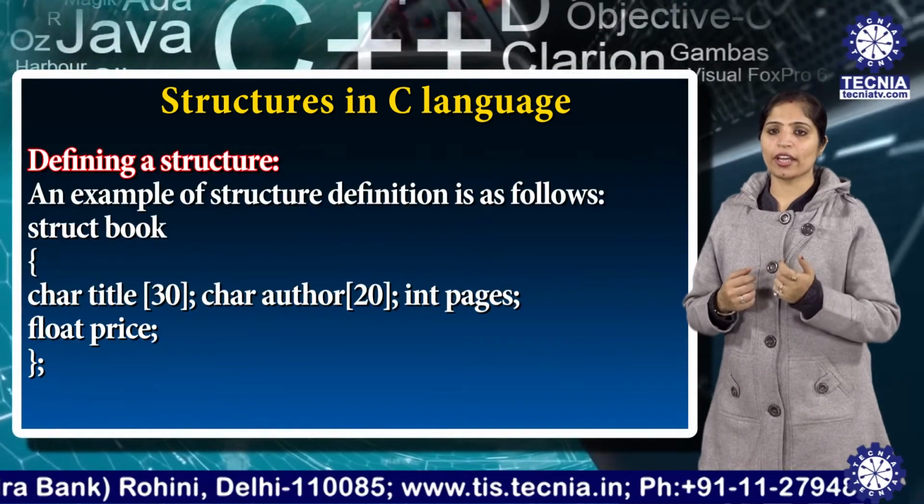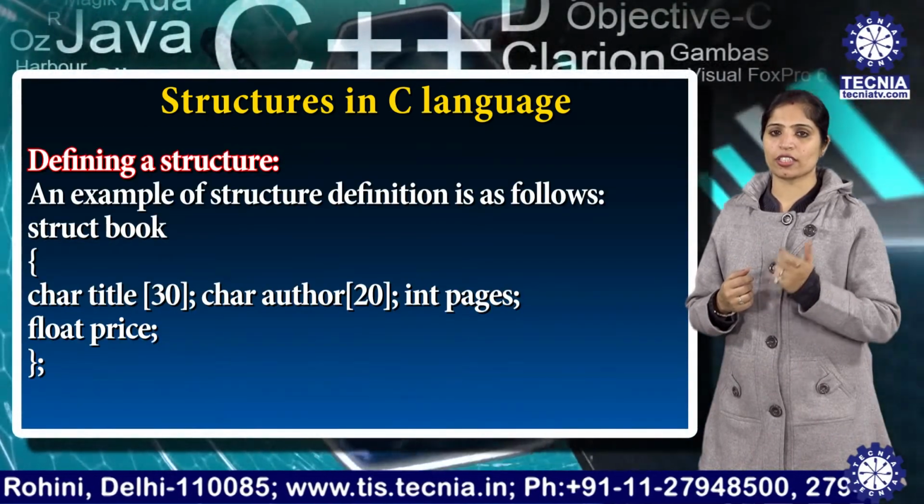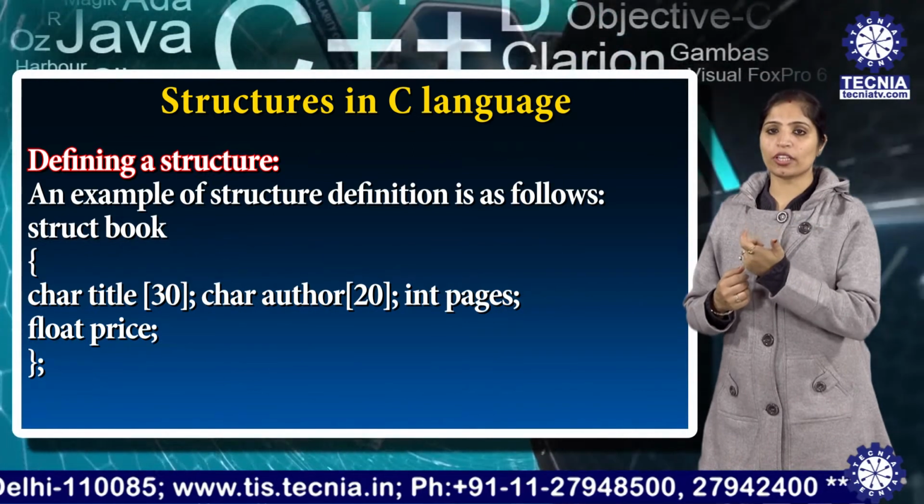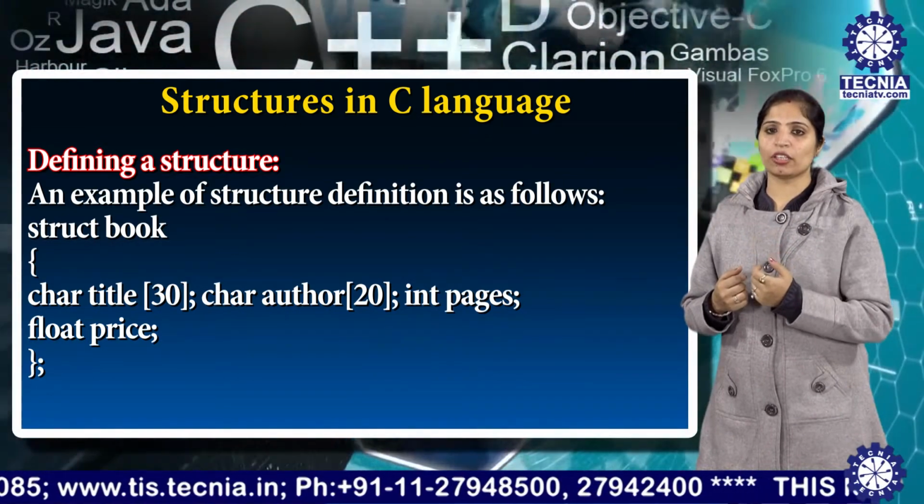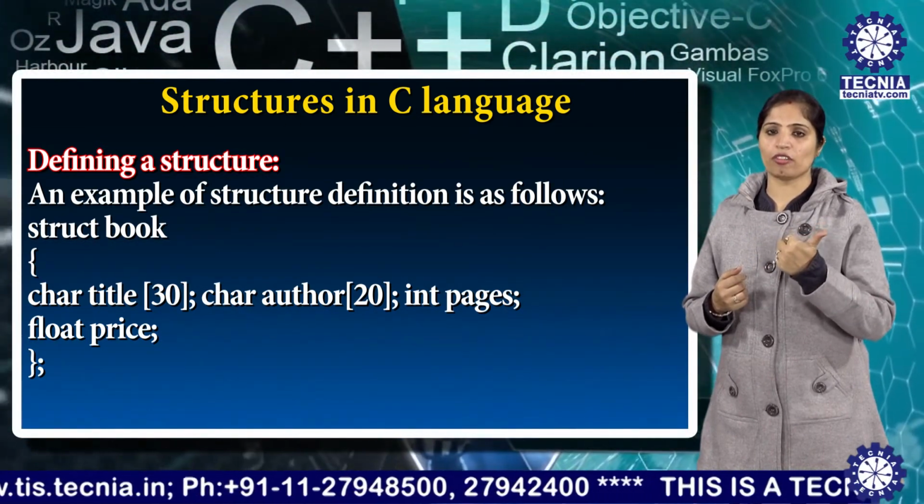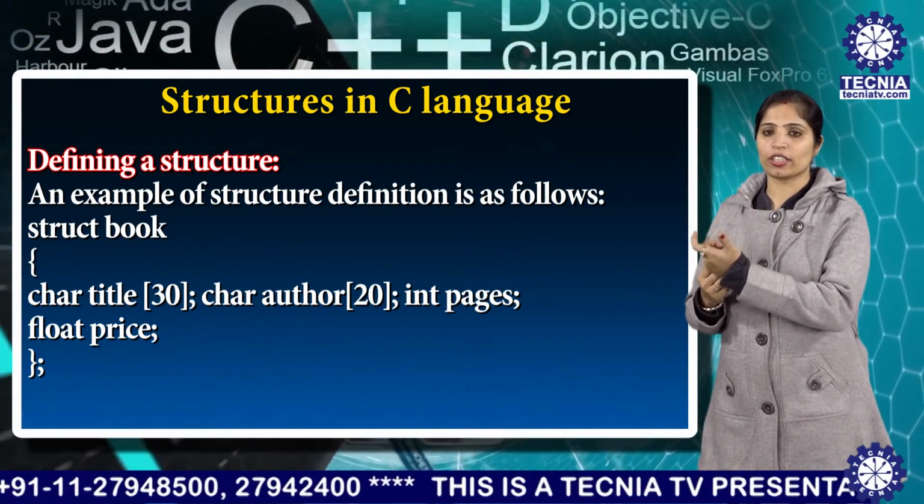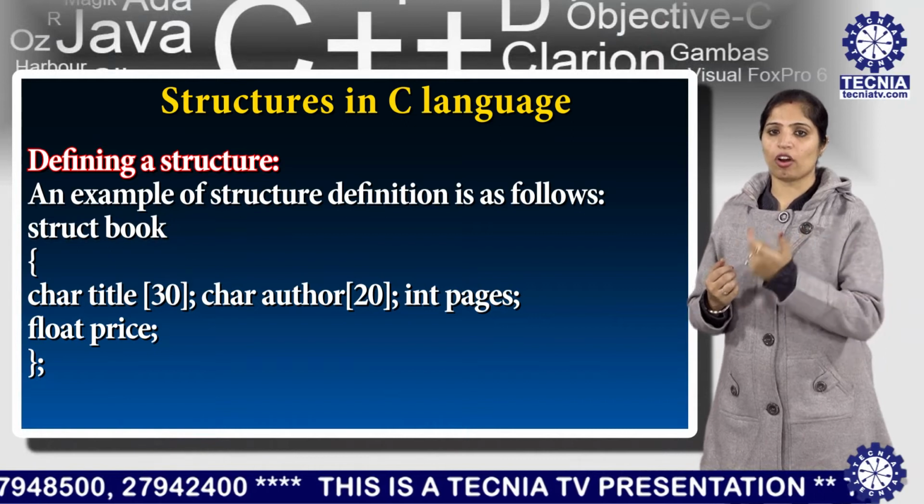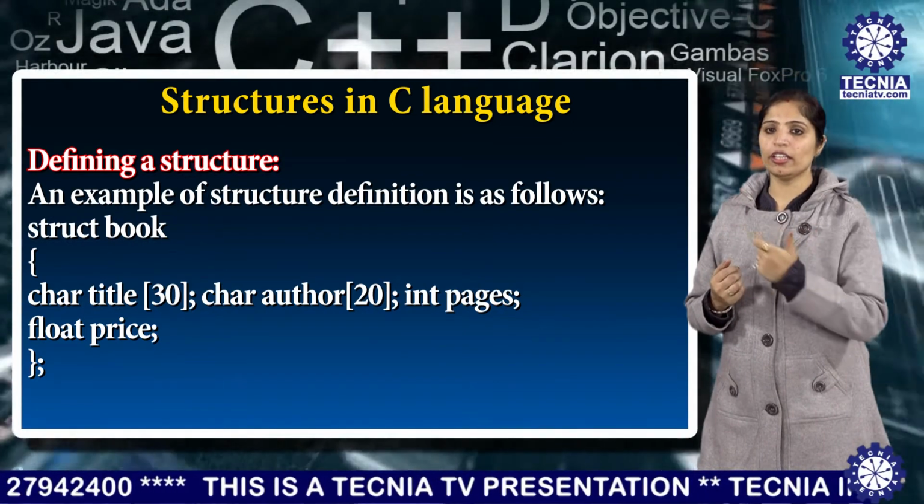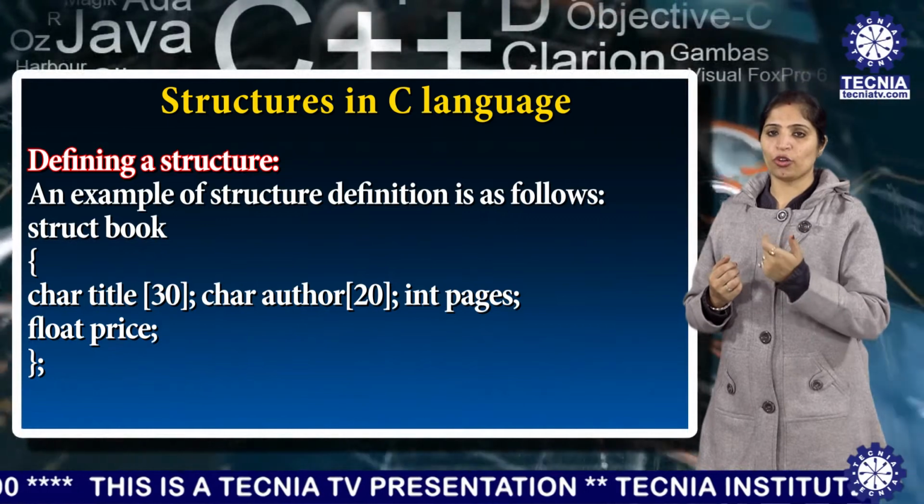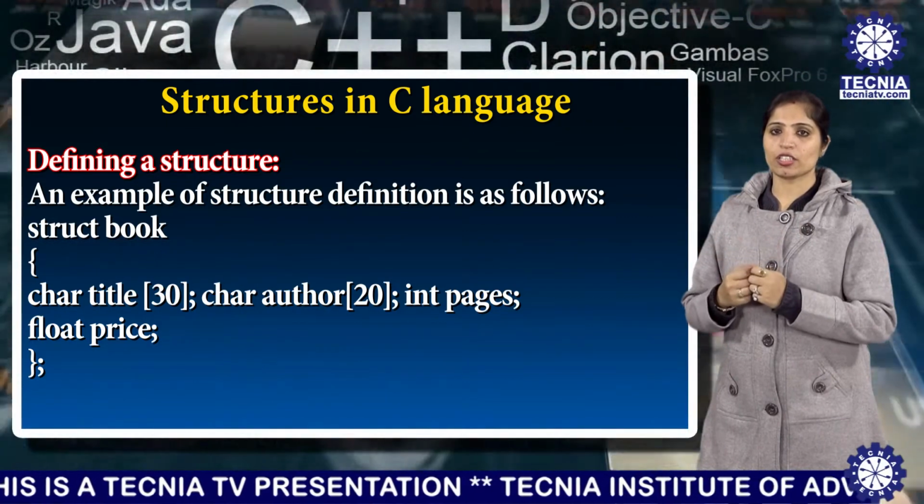For example, of the structure definition, struct book. Book is the tag name. In this, we include first the title of the book, which is defined with data type char, title of size 30, char author of size 20, int number of pages, float price, and then we close the structure.